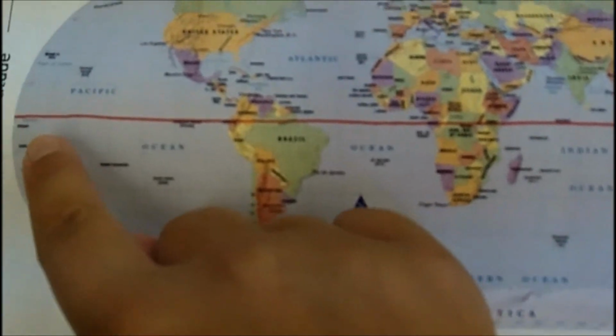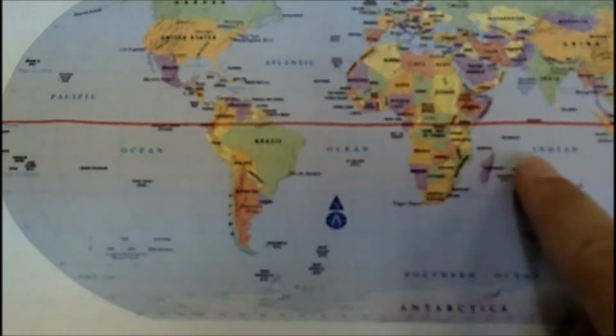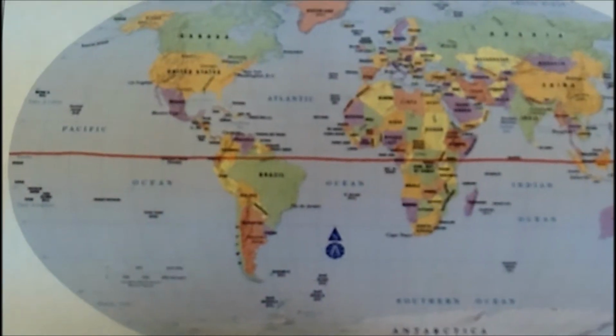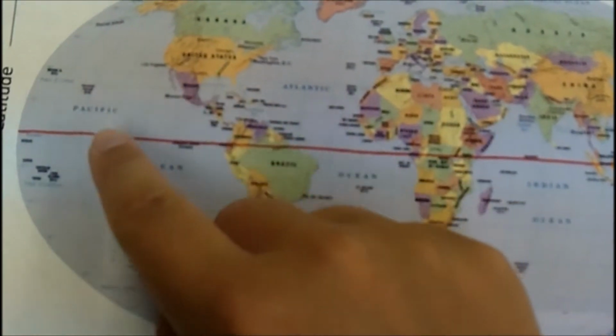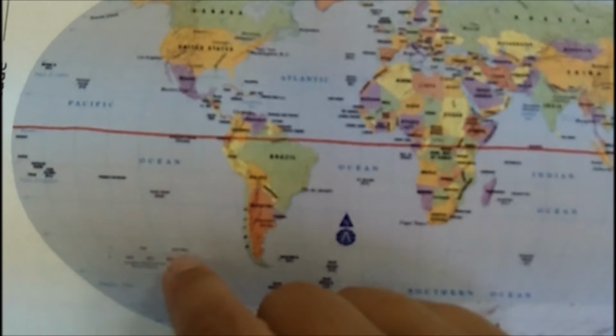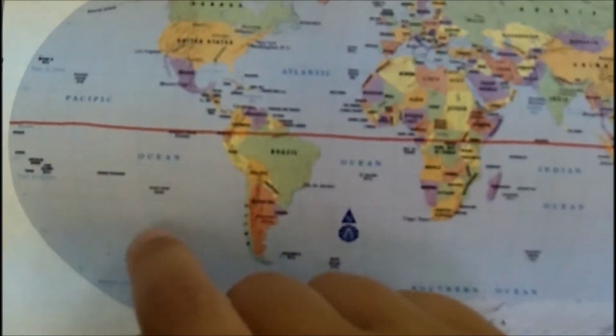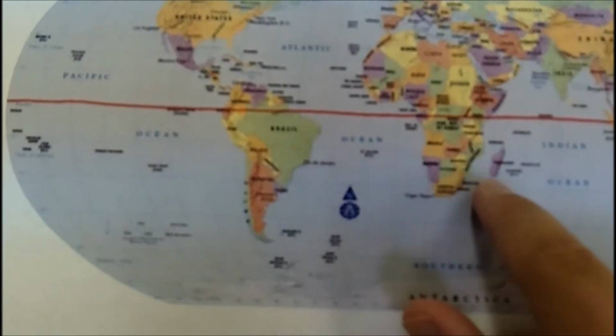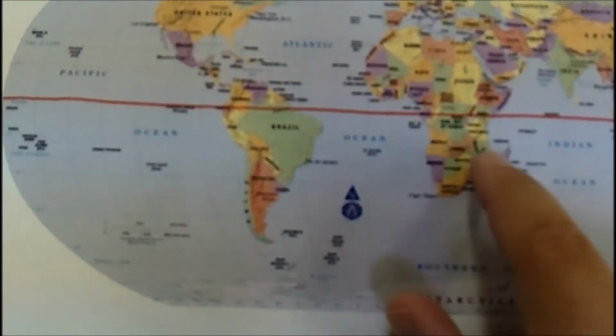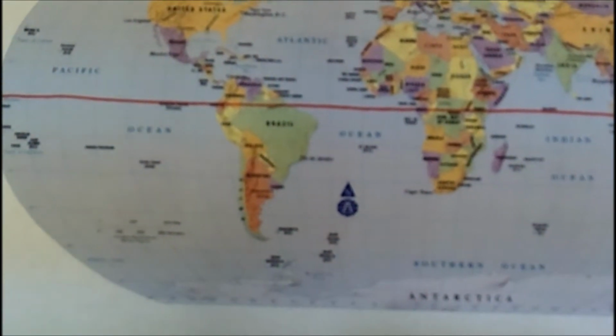The equator is a line of latitude. All lines of latitude are measured north or above the equator, or south or below the equator. Lines of latitude run parallel, or in the same direction, as the equator. Lines of latitude will never cross the equator.